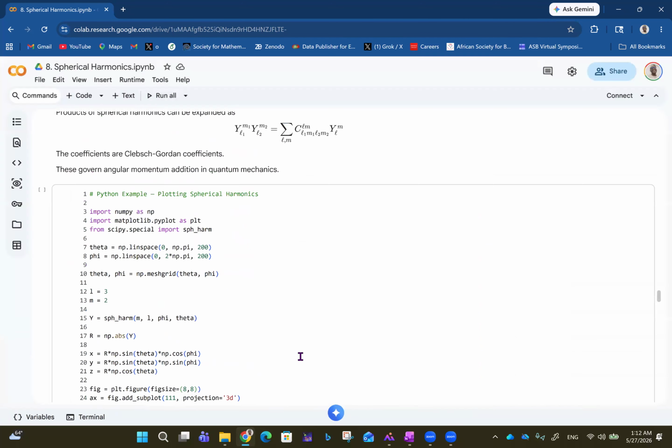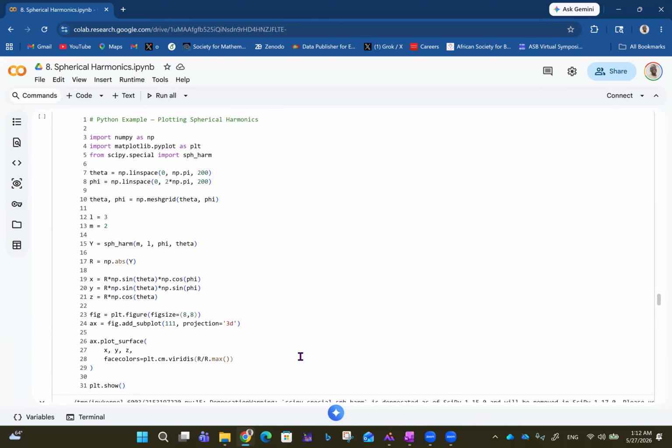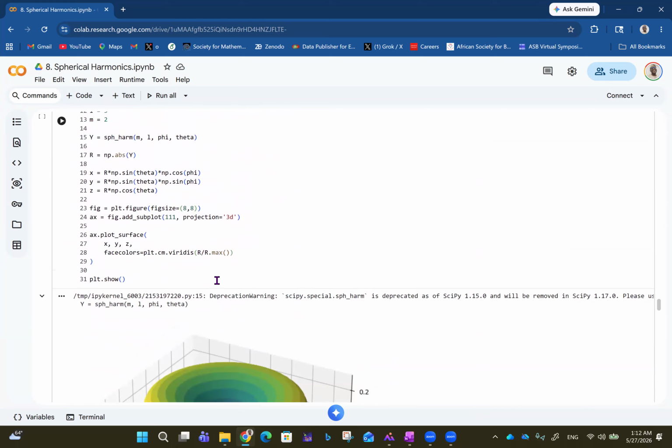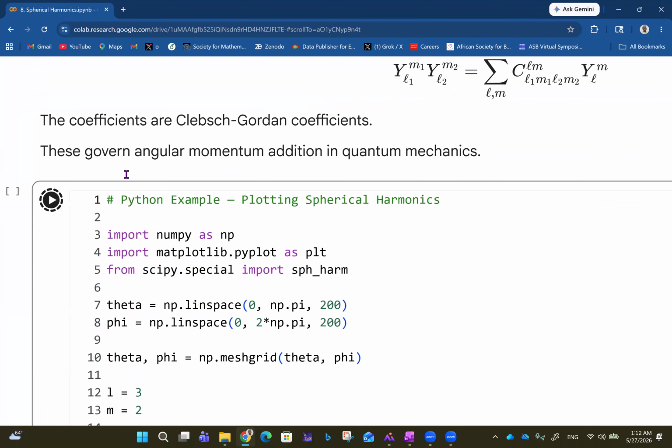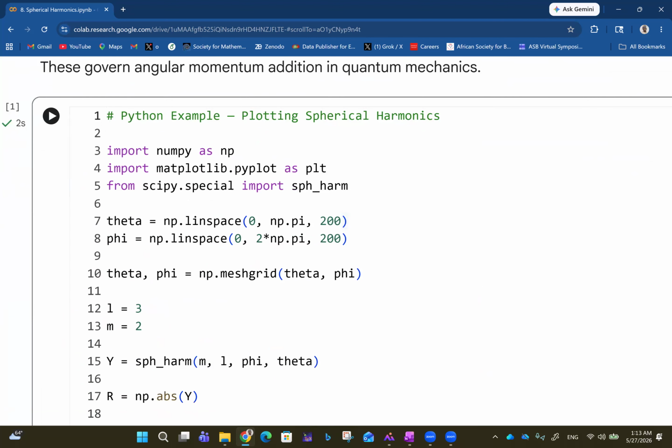So here we can have a Python example, plotting spherical harmonics. You have the whole code going that way. We need numpy, we need matplotlib.pyplot, and we need scipy, where we import sph_harm. Then we have theta from np.linspace, from 0 to pi, just like it was defined before, and phi from 0 to 2 pi. Either in this video or in the previous video, we talked about the range for theta and phi.